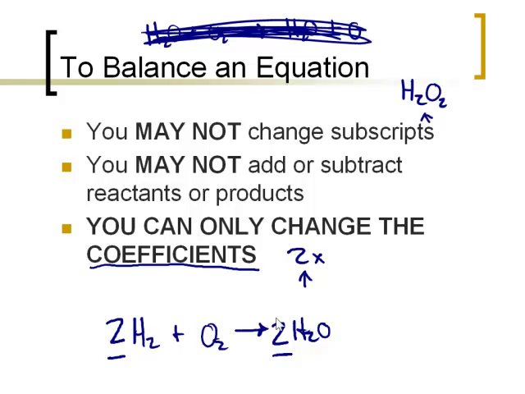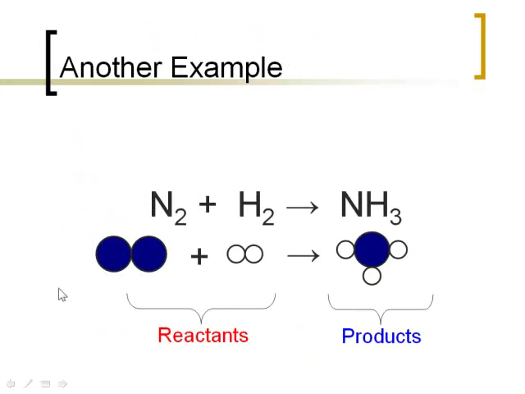I made these both 2, and this one, since there's no number out in front, it's understood that if there's nothing out in front of the oxygen here, that really is just 1, okay? But there we go. That's what I can do: I can change the multiplier, the coefficient out front, okay? Let's look at another example.